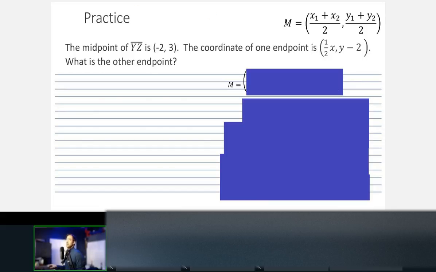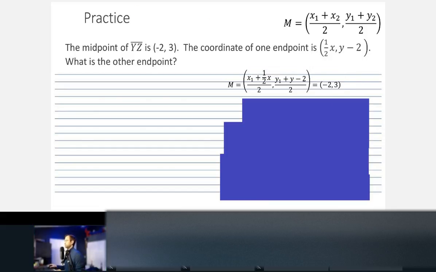So let's see what I did, and then we'll talk about it. I went ahead and I made this coordinate my x sub 2, and if you made it your x sub 1, that's fine. Remember, it doesn't matter. Let me backtrack. This right here is my x sub 2, and this right here is my y sub 2.